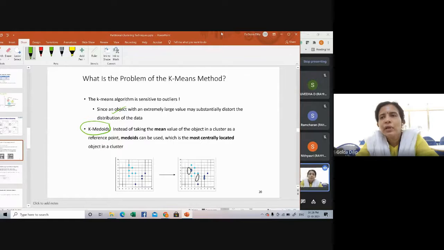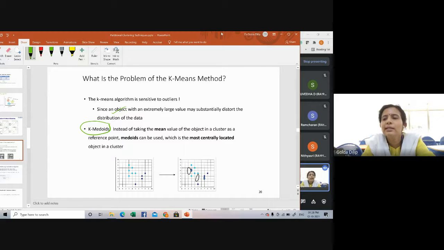When you say mean, we had already discussed the measures of central tendency, where we discussed mean, median, and mode, and the advantages and disadvantages of the mean. One of the disadvantages of the mean is that it gets affected by extreme points, especially if you have extreme values in your data set. So in the k-means algorithm, the centroid will get shifted to a wrong position.